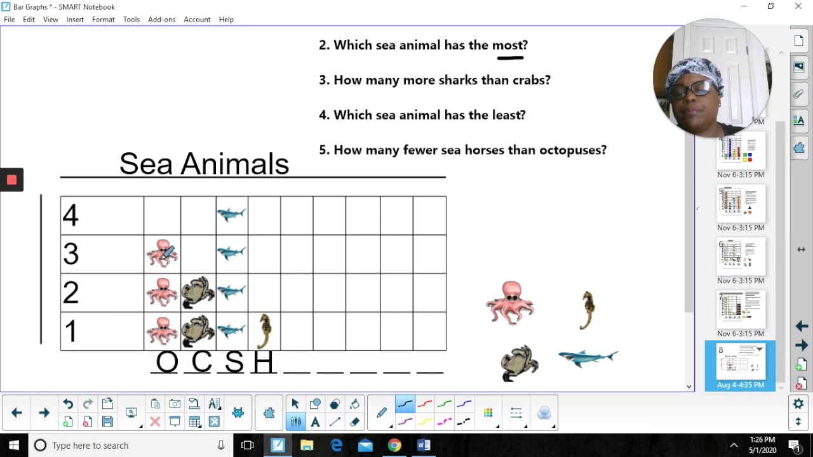3, 2, 4, and 1. Which number is the biggest number? Did you say 4? Yes, because we have more sharks than we have anything else. And in this case, you could have just simply looked at your graph and seen what you have the most of, more than anything else. And we can see here it is the sharks, okay?